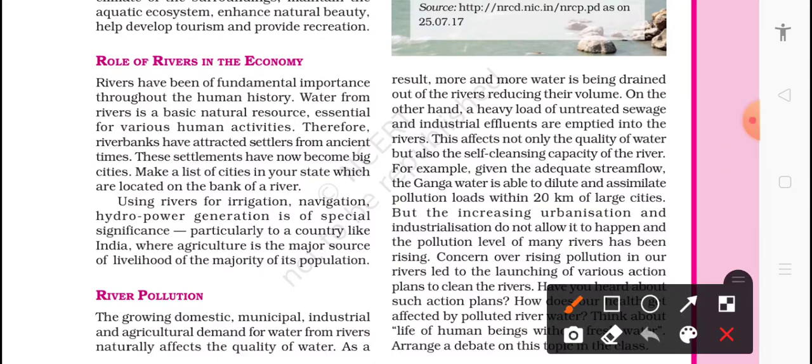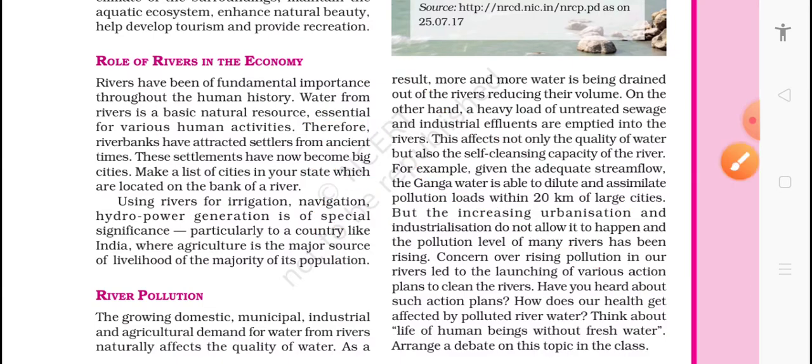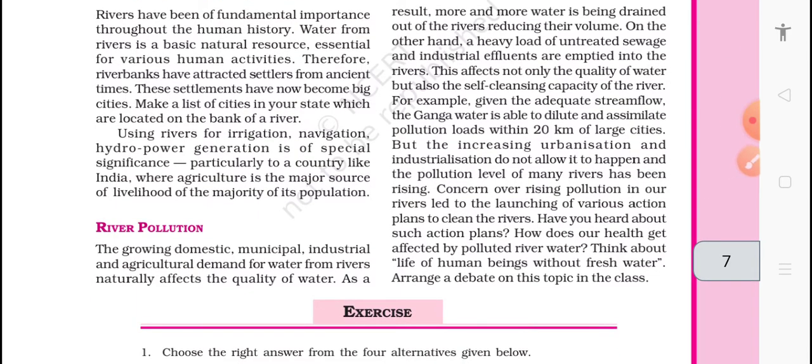So in ancient times, people used to stay where there was easy availability of water for daily use and agriculture, and now those places have developed into cities. Using rivers for irrigation means using them for agricultural purposes, as well as for navigation and hydropower generation. This is of special significance, particularly to a country like India, where agriculture is the major source of livelihood of the majority of its population.